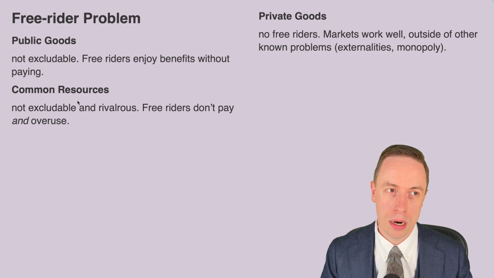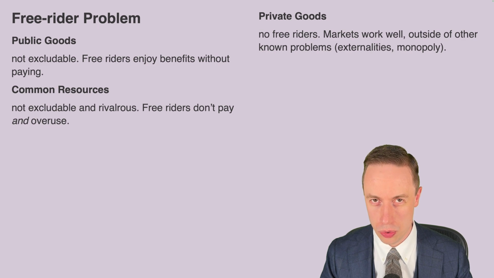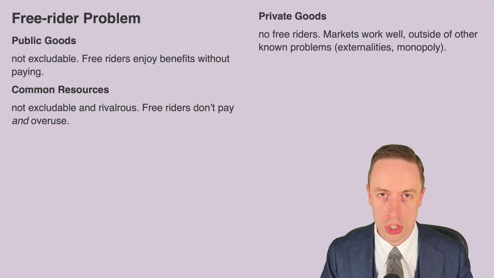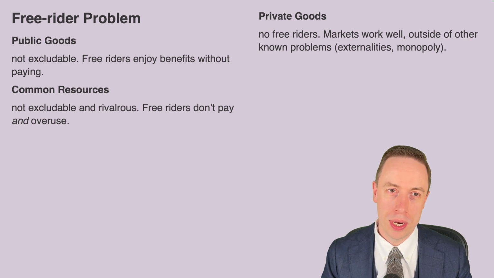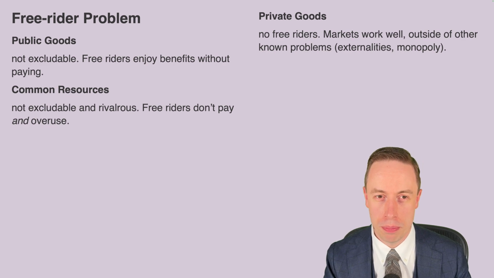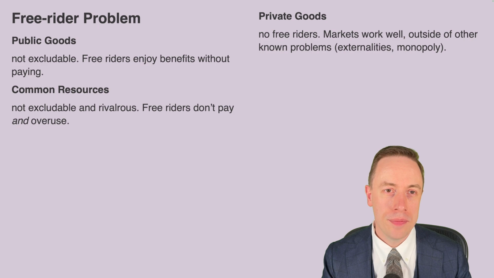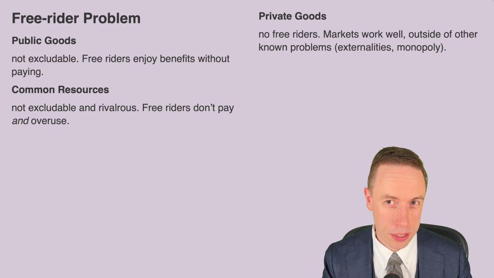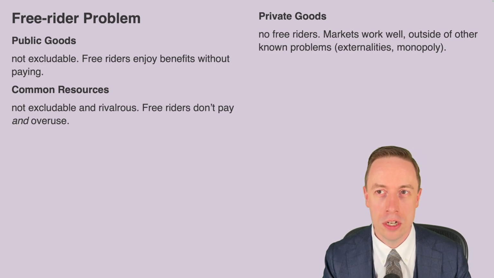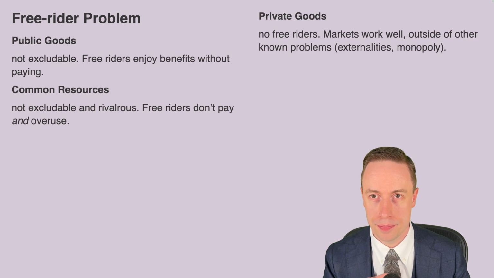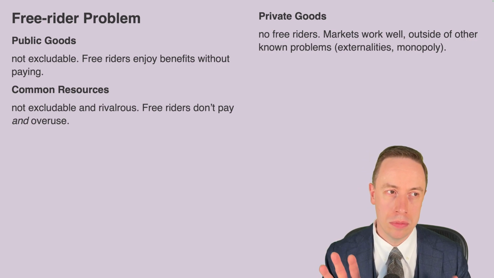Then the common resources, it gets even worse. Common resources are not excludable, just like the public goods, and they are rivalrous to boot. We reduce each other's quality of the product when more of us use it. So not only are free riders going to enjoy these benefits without paying, in addition to that double problem, they will also use too much of the product because there's no incentive to hold back. Now, let me say it one more time.